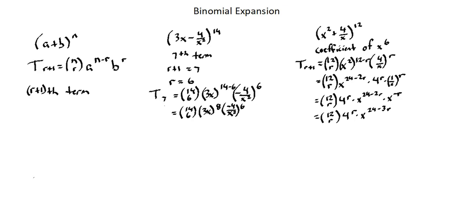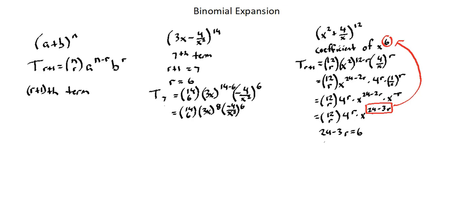Now, remember the requirement is the coefficient of x to the power of 6. So relating to the requirement, the coefficient of x to the power of 6, we've calculated x to the power of 24 minus 3r. We'll set an equation, 24 minus 3r equals 6, and then use the resulting r value to complete the general term.